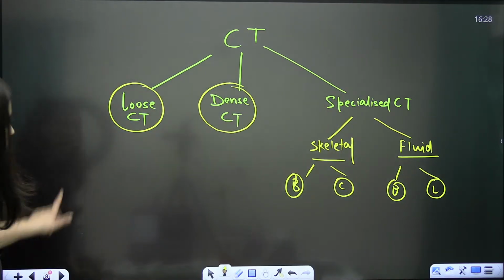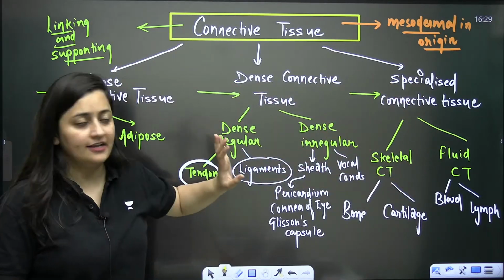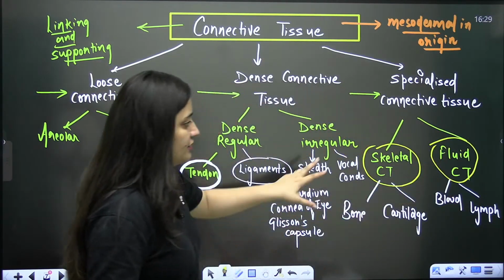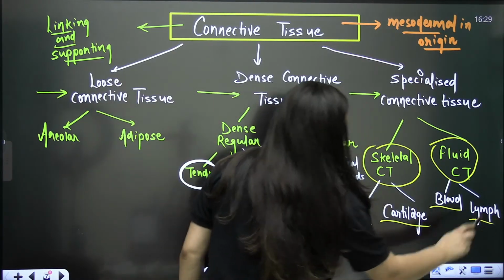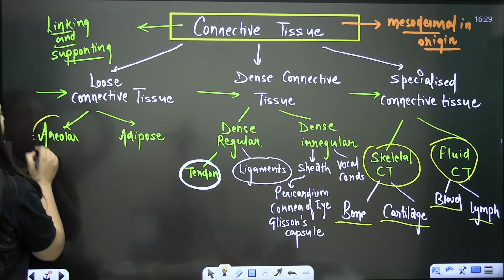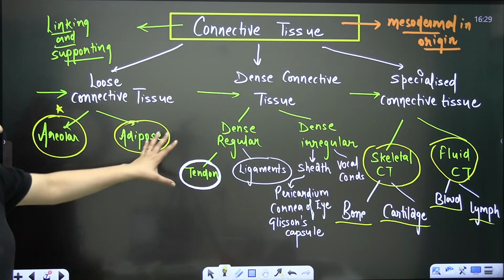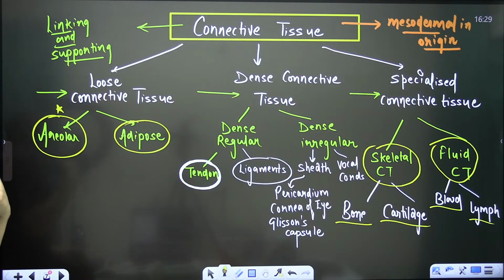Blood and the lymph. So take the screenshot. Loose connective tissue, dense connective tissue, specialized connective tissue. Specialized connective tissue has skeletal connective tissue and fluid connective tissue. Skeletal connective tissue has bones and cartilages. Fluid has blood and the lymph. So examples are important. When it is the loose connective tissue, areolar tissue and adipose tissue are there. In dense, there is dense regular and irregular. So this is basically a flow chart, and this is what we need to discuss here. Clear?